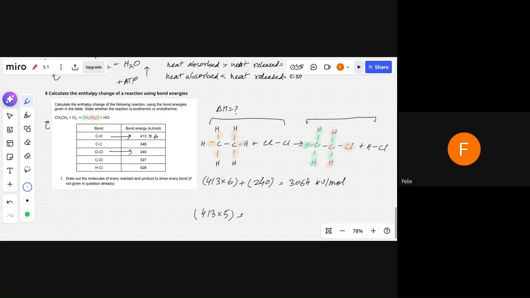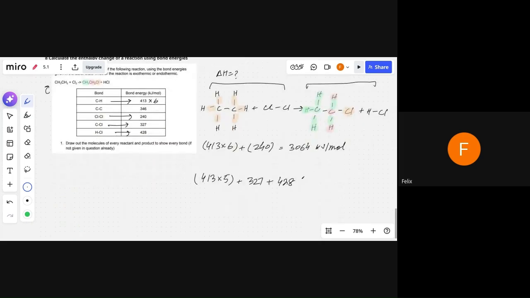And then plus we have one carbon chlorine bond. Carbon chlorine bond is 327. So you write 327 plus we have one hydrogen chlorine bond as well. So plus 428, right? So when you add all this up, you get 3166 kilojoules per mole. So now we have the two values.